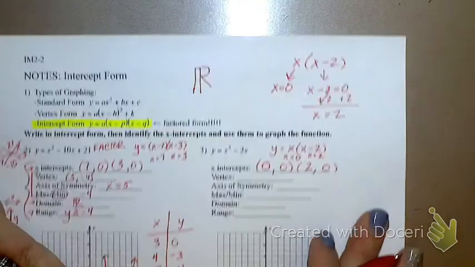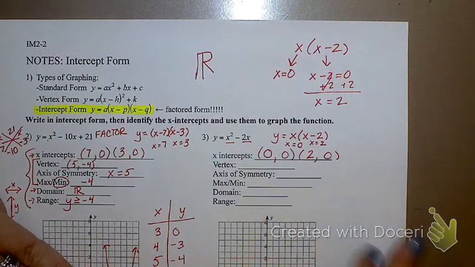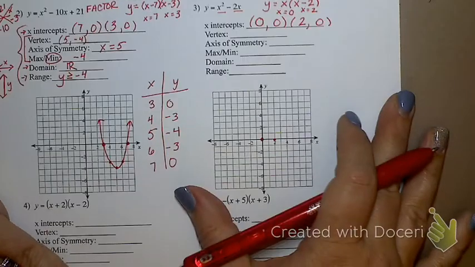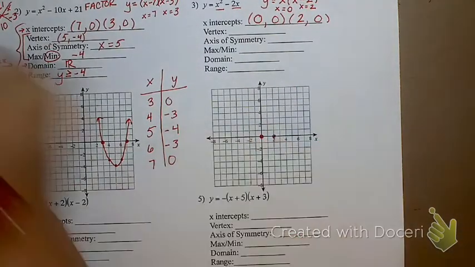I only had two terms, so I didn't need to snowflake. I could just take out what they had in common. So go plot those x-intercepts on your graph: 0, 0 and 2, 0.